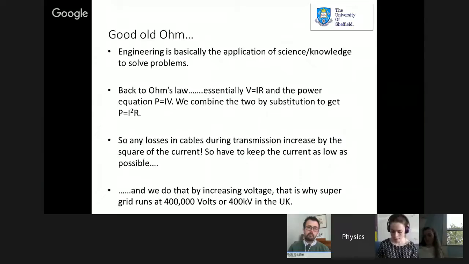So what you do is you increase the voltage. You get the current low, and by Ohm's law you need high voltage to have the same amount of power or energy running through. That is why we run at 400,000 volts on some of the longer distances in the UK.